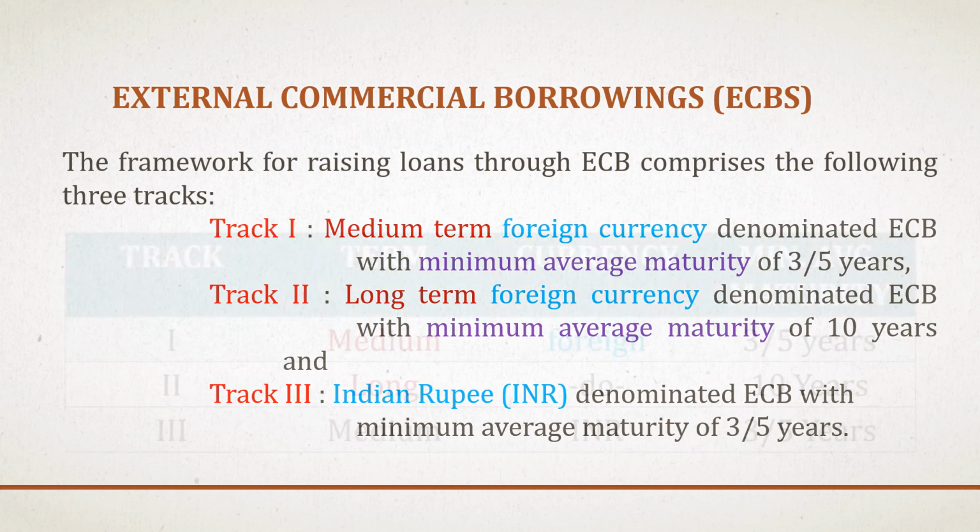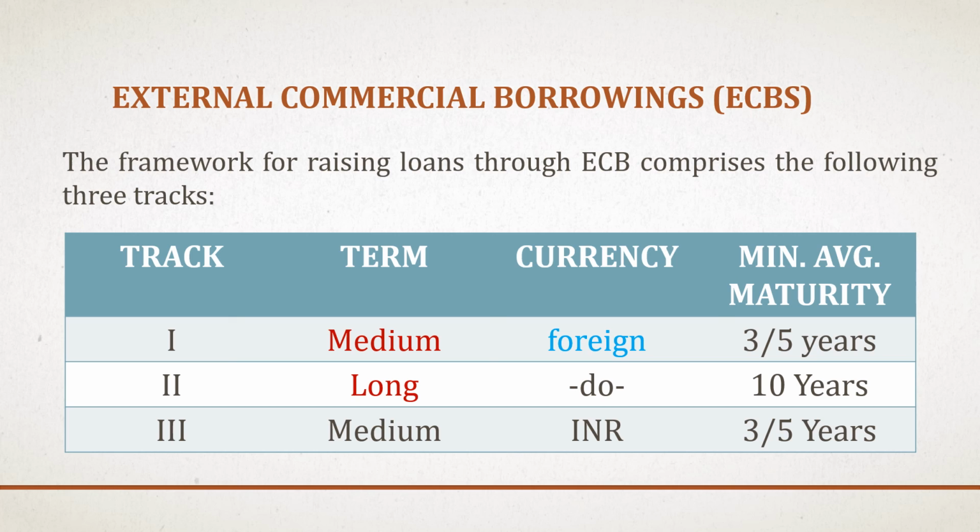So the framework can be depicted in tabulated form like this. Tracks 1 and 3 are basically medium term, with a minimum average maturity period of 3 to 5 years. Track 1 is for foreign currency denominated ECB and Track 3 is for INR denominated ECBs. Track 2 is long term, issued in foreign currency and for a period of 10 years.